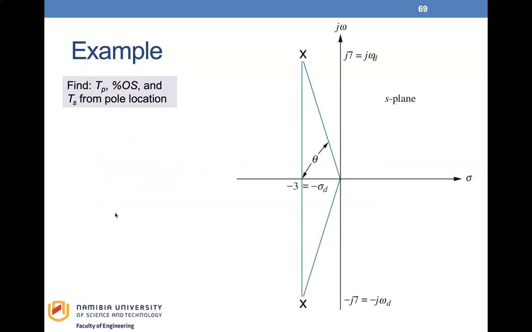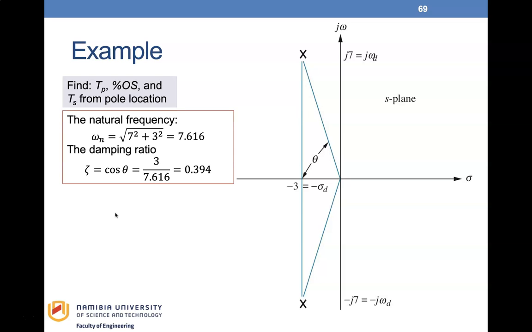Let us conclude this lecture with this example, which is found on page 184 of your textbook. Given the pole plot shown in this figure, we are to find the peak time, percentage overshoot, and the settling time from the pole locations. First, we need to find our zeta and our natural frequency omega subscript n. We have shown that the radial line is omega subscript n. Therefore, we can easily find omega subscript n using Pythagorean theorem, which equals the square root of 7 squared plus 3 squared.